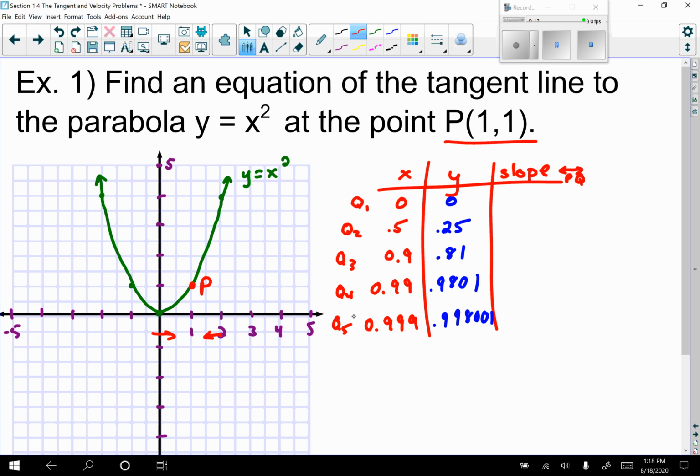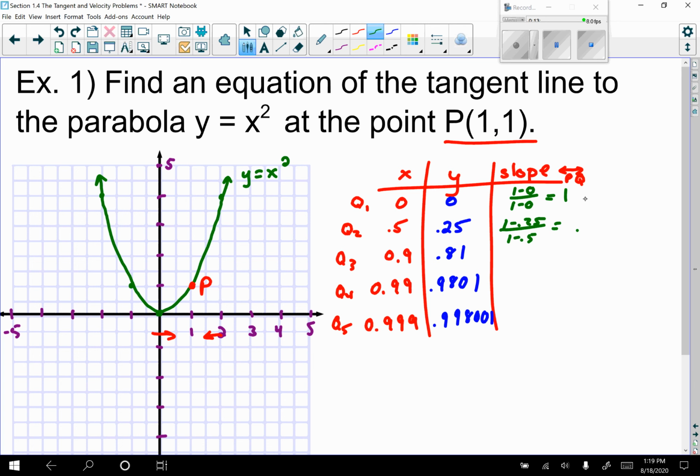So here, I could start with point P first since we're going to the left. So then this would become 1 minus 0 over 1 minus 0. So the first slope is just going to be 1. Then I want to do 1 minus 0.25 over 1 minus 0.5. So again, take your time, type that into the calculator. So we want 1 minus 0.25 over 1 minus 0.5. And then we get a 1.5 here.